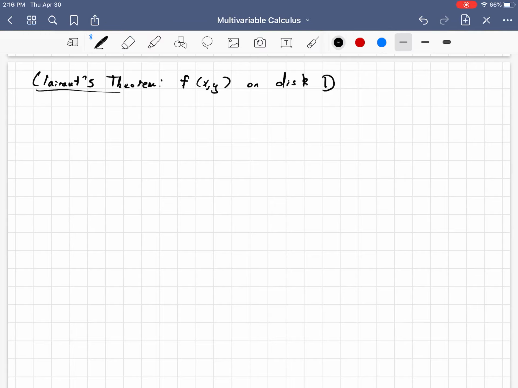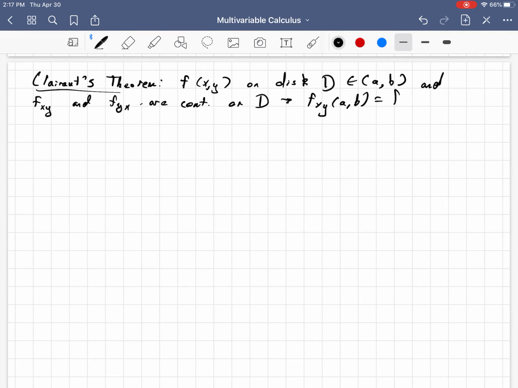So if f of x, y is defined on a disk D which contains the point A comma B, and we have f sub xy, I'll explain what that means in a minute, and f sub yx, I'll explain in a minute, are continuous on this disk D which contains AB, then what we can say is that f sub xy of AB is equal to f sub yx at AB.